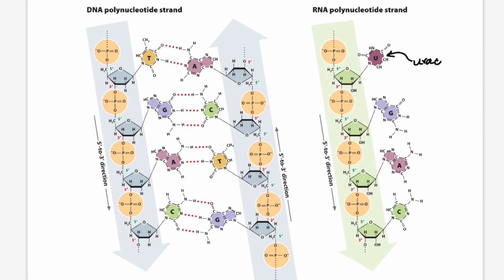And finally, RNA, as you can see, has a base type called uracil, which replaces the thymine that you see in DNA.